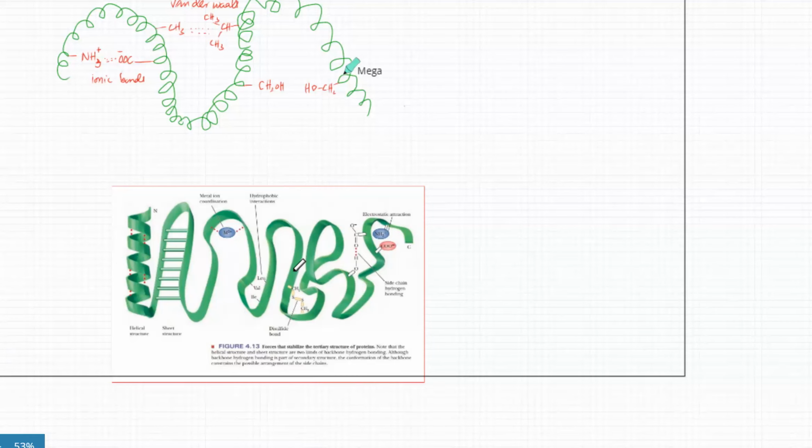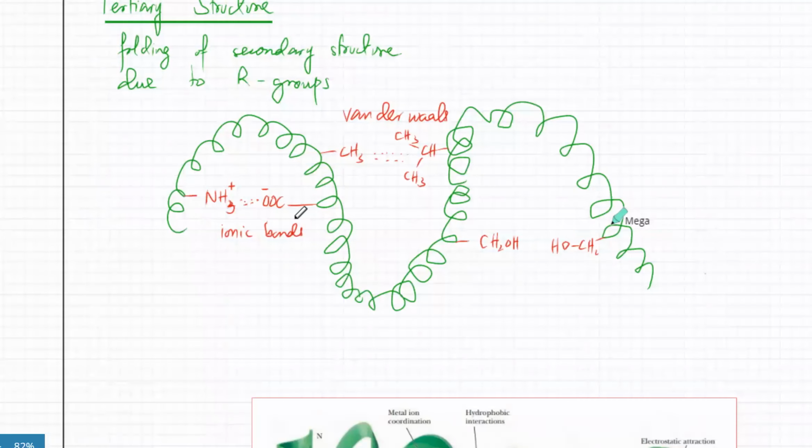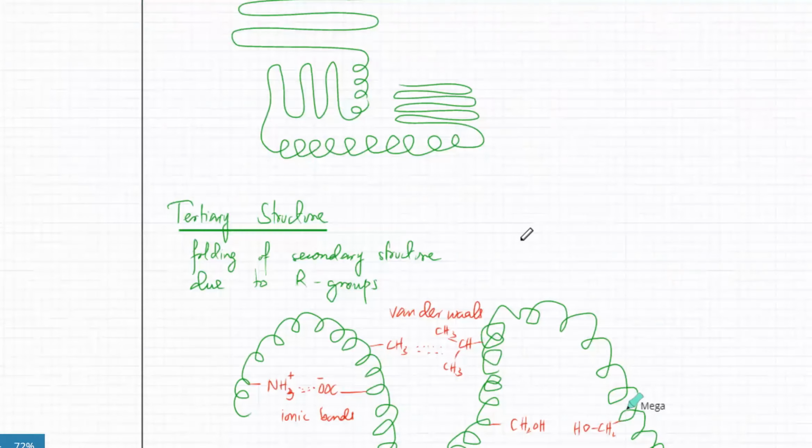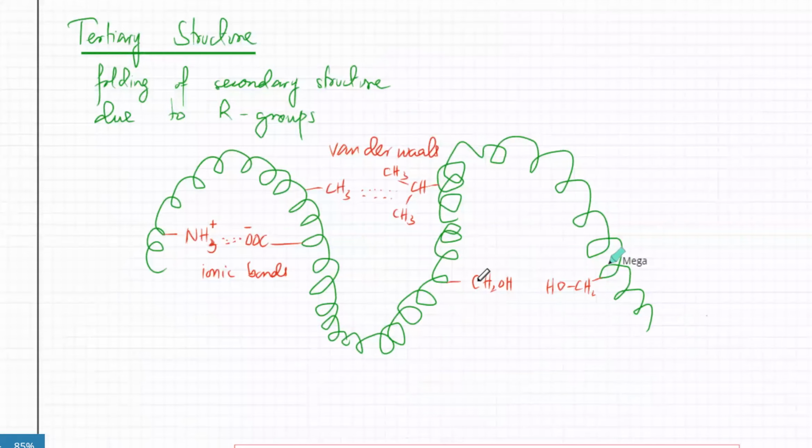They're going to ask you to draw this. They might ask you to show one type of attractive force between the R groups. So you can show two alcohols forming hydrogen bonds between them, or an alcohol with a carboxylic acid forming an ester link between them.